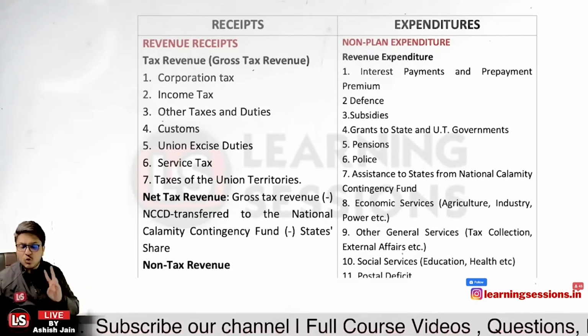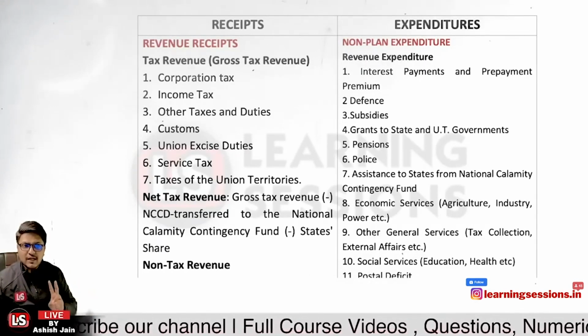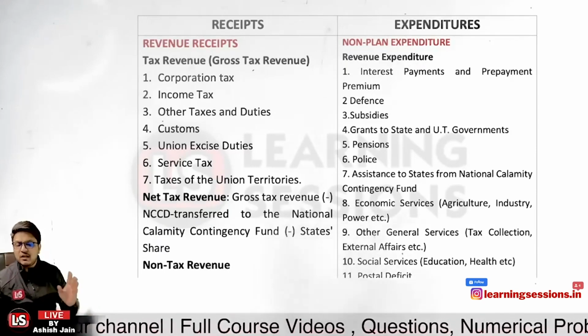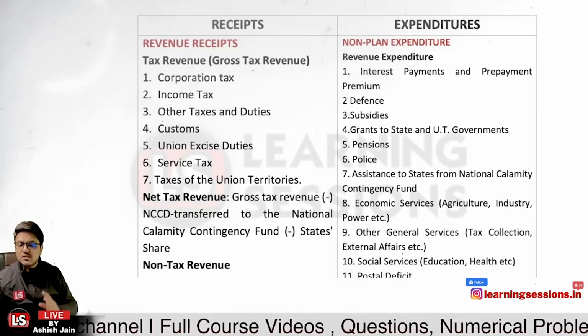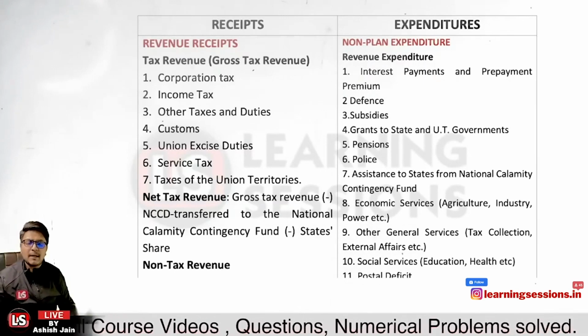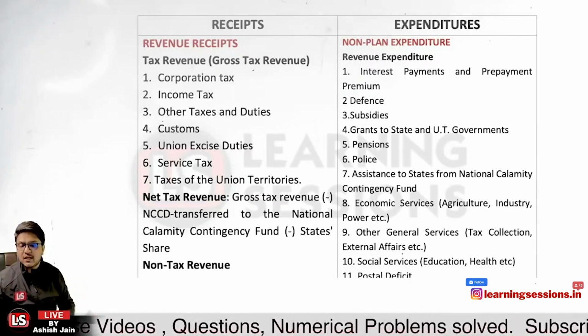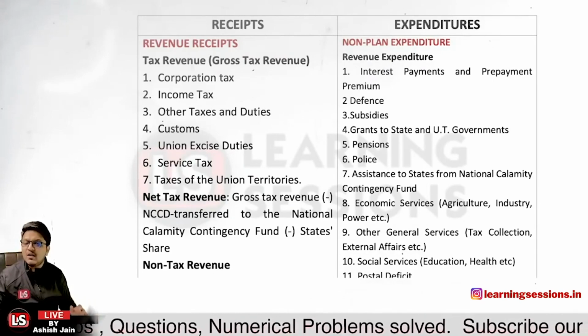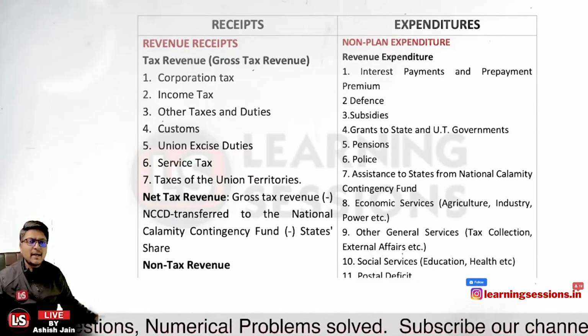So we will be covering expenditures in two parts. One, it is a non-planned expenditure. We will be covering the revenue expenditure and the capital expenditure in that particular thing. And further we will be covering the planned expenditure, in which we will again cover the revenue expenditure and the capital expenditure under the planned expenditure.